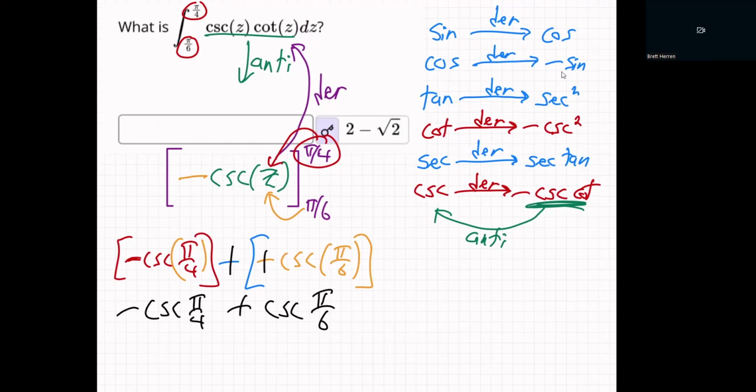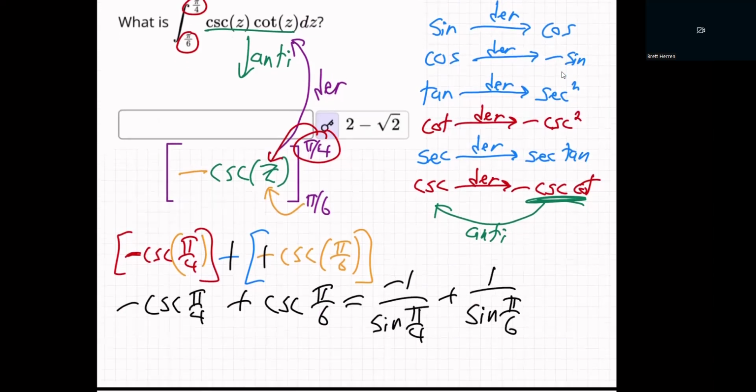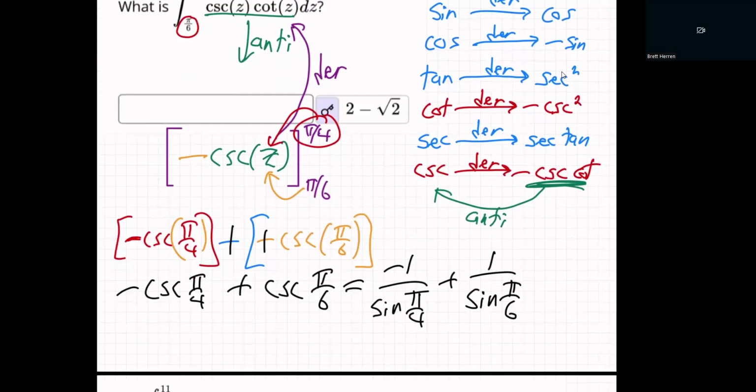So let's go do those now. Oh yeah, Desmos doesn't have cosecant. So what are you going to have to do? Remember, cosecant is the flip of sine. So that's going to be negative 1 over sine pi over 4 plus 1 over sine pi over 6. Do you remember that? Cosecant is the upside down of sine.